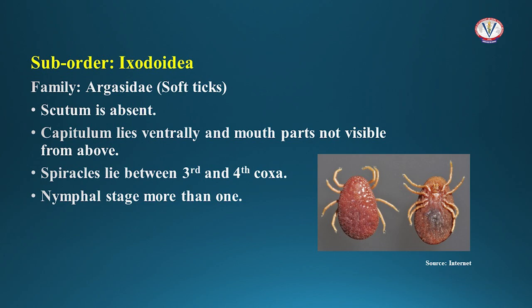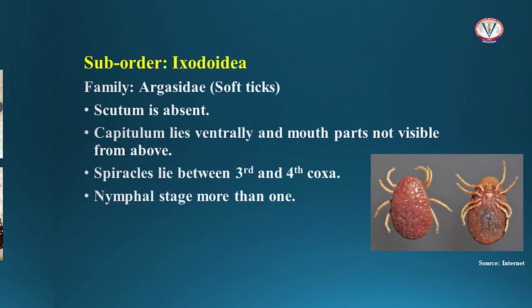In this, the scutum is absent, the capitulum lies ventrally, and the mouth parts are not visible from above. The spiracles are present between the 3rd and 4th coxa. Nymphal stages are generally more than one.